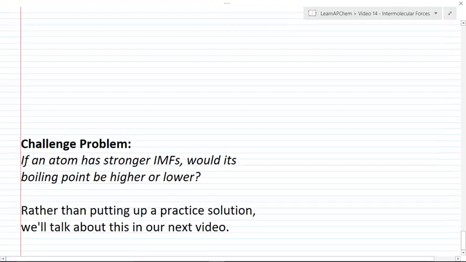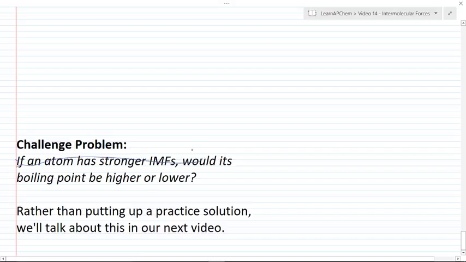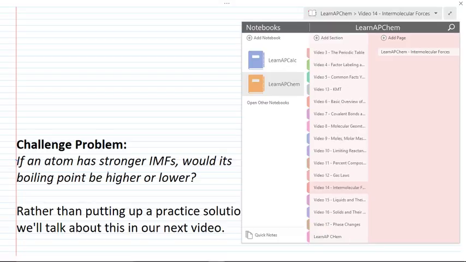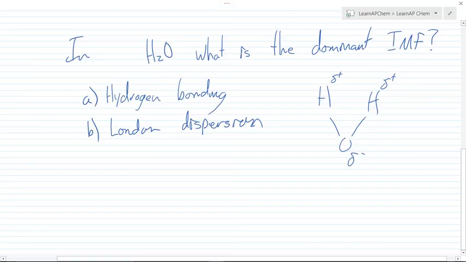Okay, and then I asked if an atom has stronger IMFs, would its boiling point be higher or lower? We can go over that one now if you guys want, but the video coming out tomorrow will discuss that. Otherwise, if you guys don't have any more questions thus far, I can just do some random stuff. So let me know what you think.